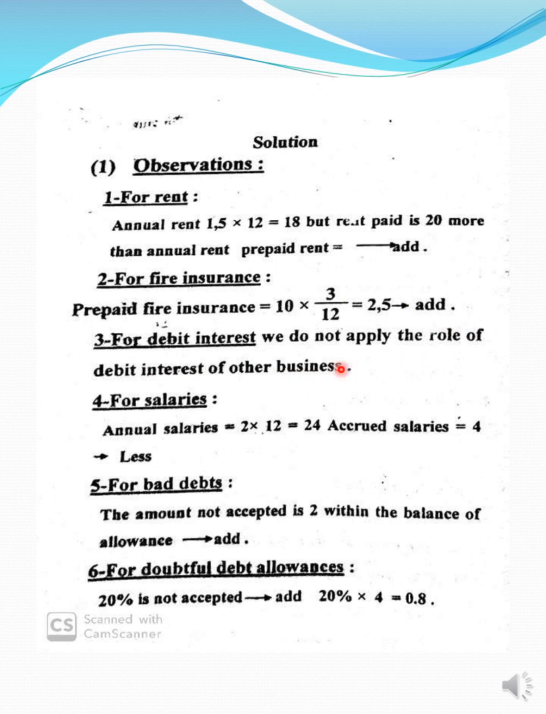For debit interest, it doesn't relate to this business. For salaries, we make the same adjustment. For bad debt, the amount not accepted is 2 within the balance of allowance. For doubtful debts allowance, we multiply the number times 20%, which is not accepted, and we add it. We do the same thing with the rent.